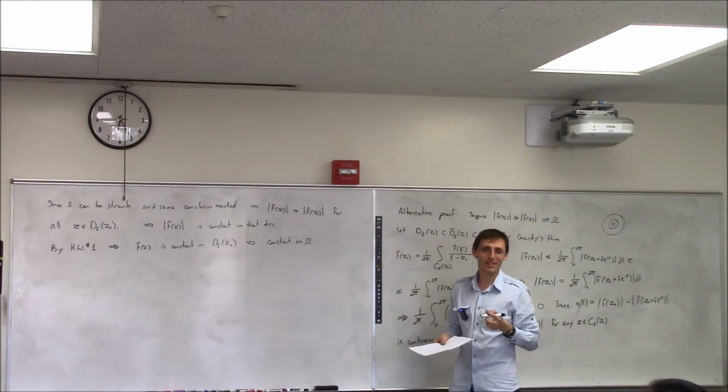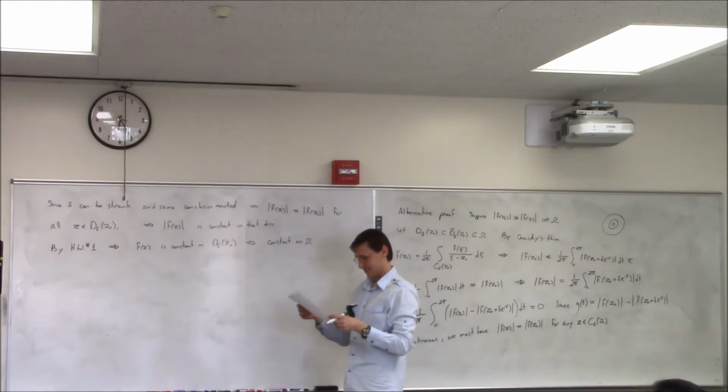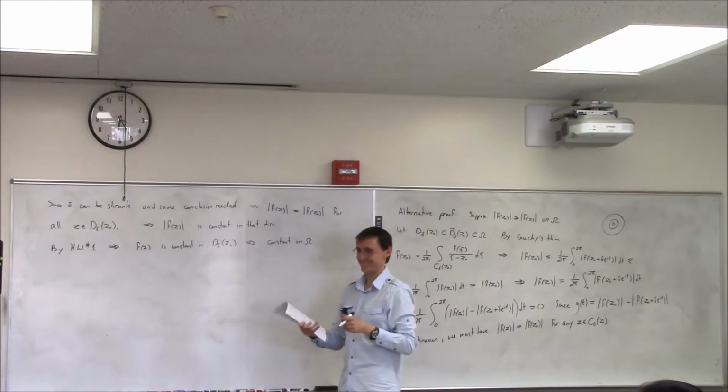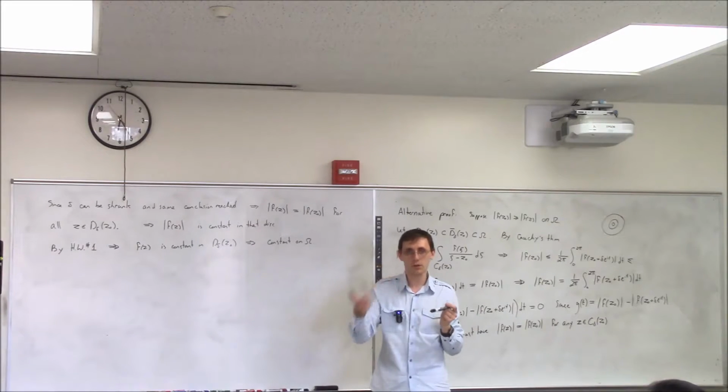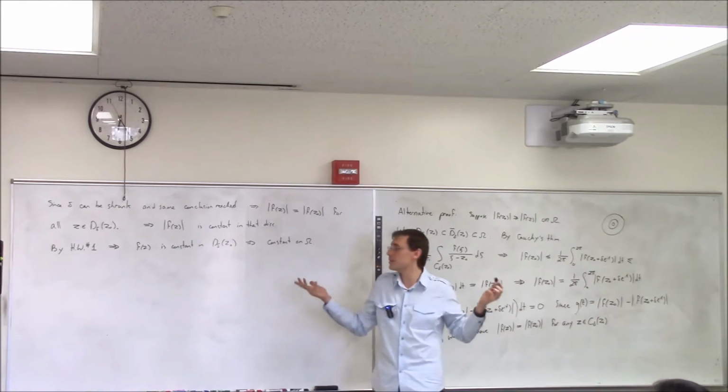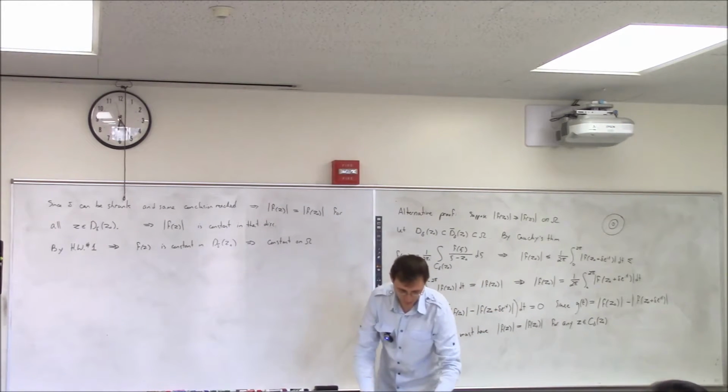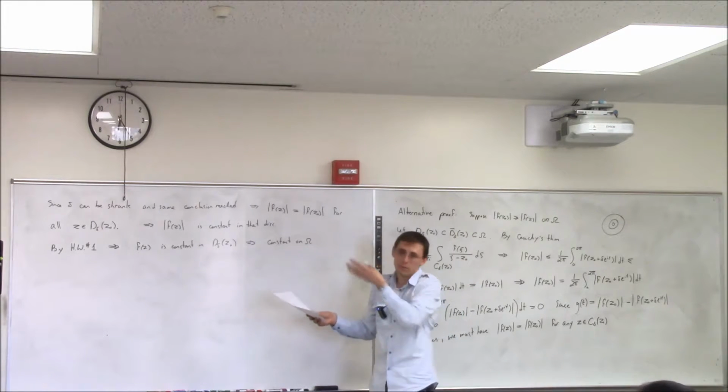Which proof do you prefer? The first one is very easy, but you need to know the open mapping theorem. So maybe if it's on the exam, then you just say, well, by the open mapping theorem, we have this and that.